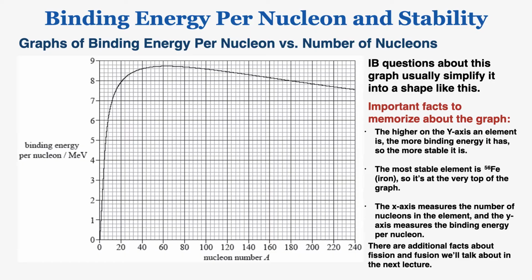There are going to be some important facts that you'll need to know about this graph. First of all, the higher on the y-axis an element is, the more binding energy it has, so the more stable it is. And the most stable element is iron-56, so it's at the very, very top of the graph. The x-axis measures the number of nucleons in the element, and the y-axis measures the binding energy per nucleon. There are additional facts about fission and fusion, but this lecture doesn't cover those specifically. That's going to be in the next lecture, which I've linked in the description.